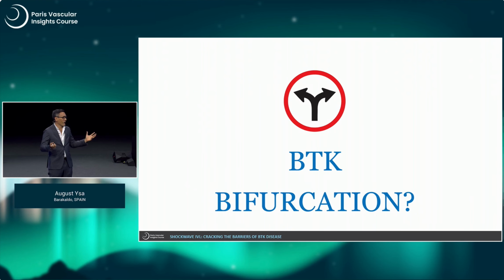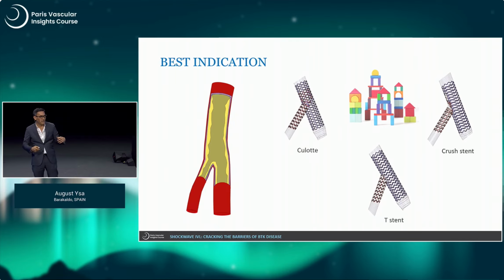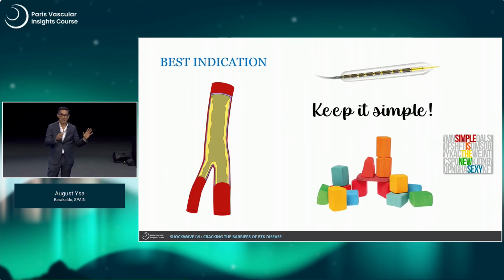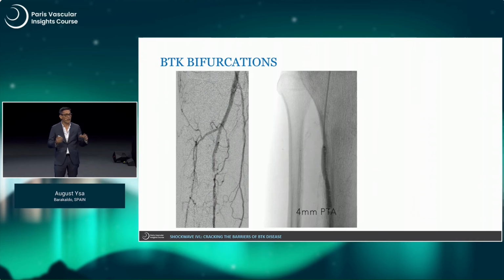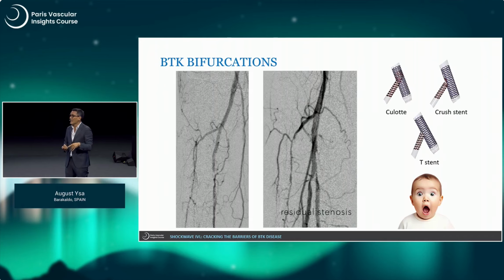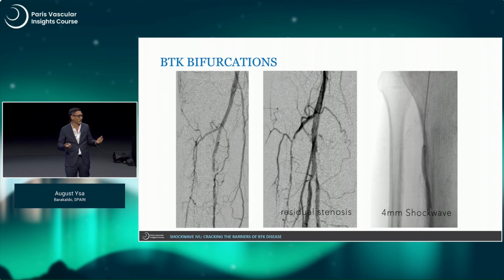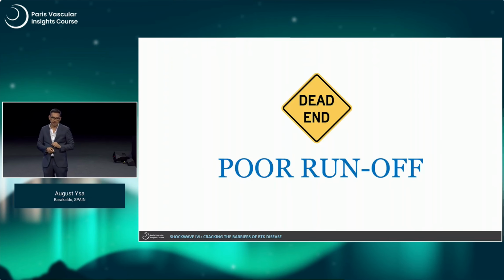What about BTK bifurcation? For me, this is the best indication. Because, yeah, you can do these sort of fancy things, but why not just keep it simple? Simple is sexy. So just balloon it, like in this case, where we had a flush occlusion of the posterior tibial artery. We ballooned it, and as you can see, there is residual stenosis following the PTA, but instead of T-crushing or culotte, why not just do shockwave in it? As you can see, following the shockwave, amazing luminal gain.